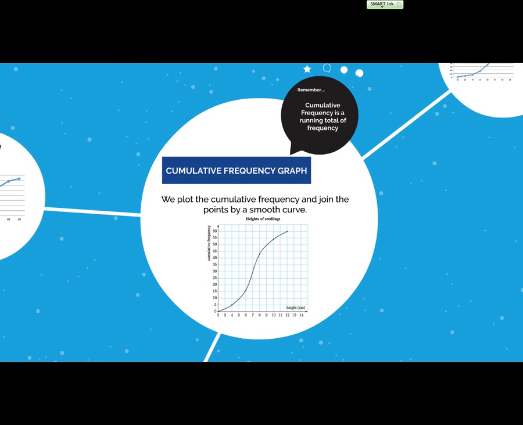So I'm going to zoom in on this graph in a second to go over the parts of it, but this is a cumulative frequency graph. We plot the cumulative frequency and then join the points in a smooth curve. So it's got a curved type shape. I don't think that you need to necessarily have all the little marks on this, but I am going to talk about how you would set it up a little bit here. I'll zoom in on it in a second.